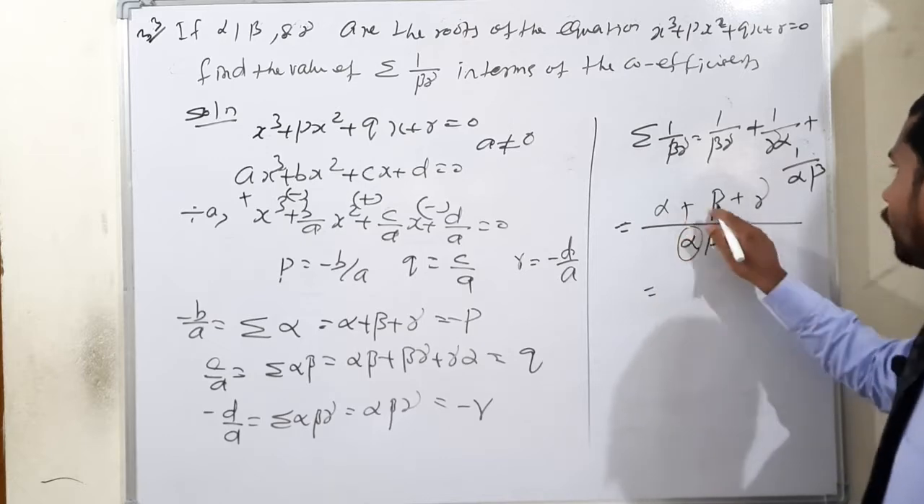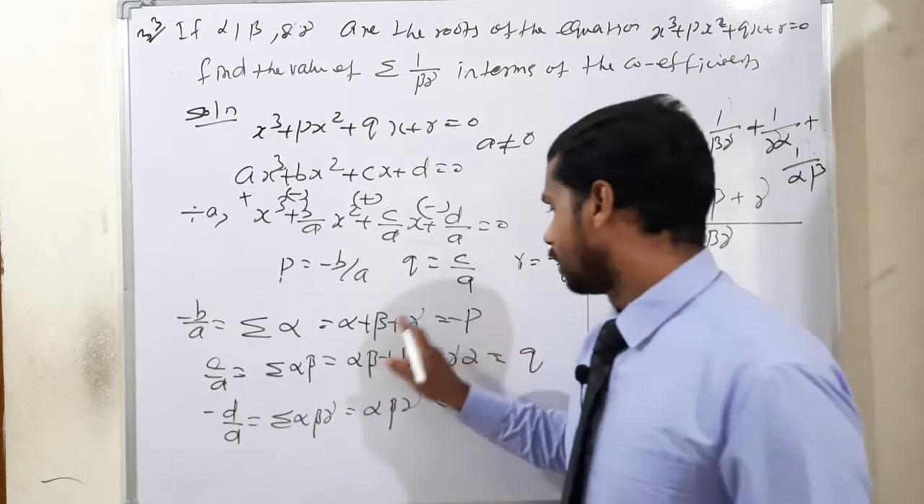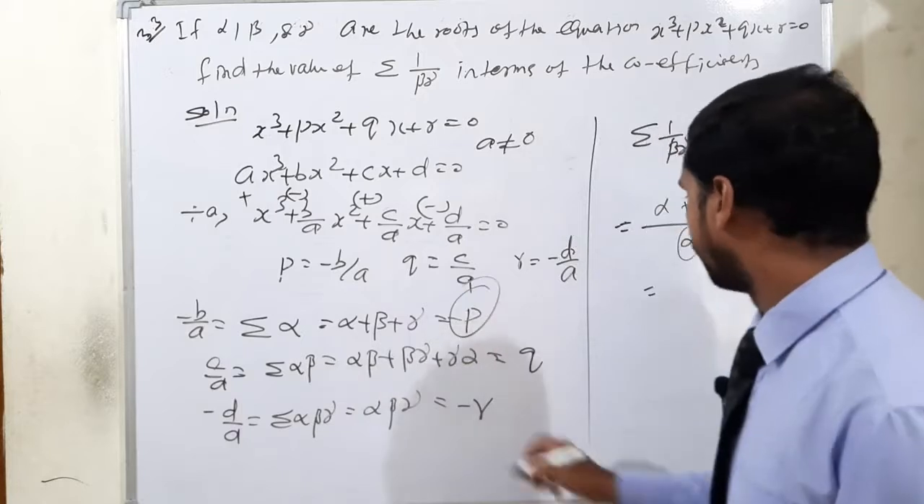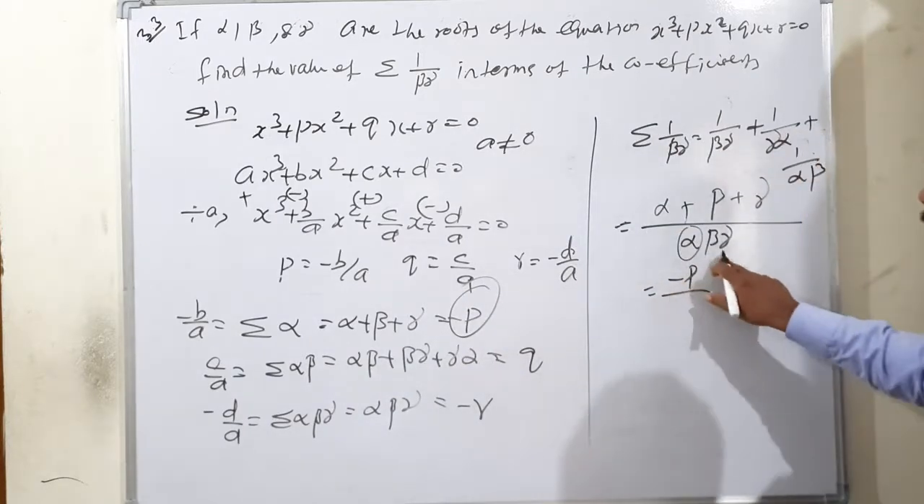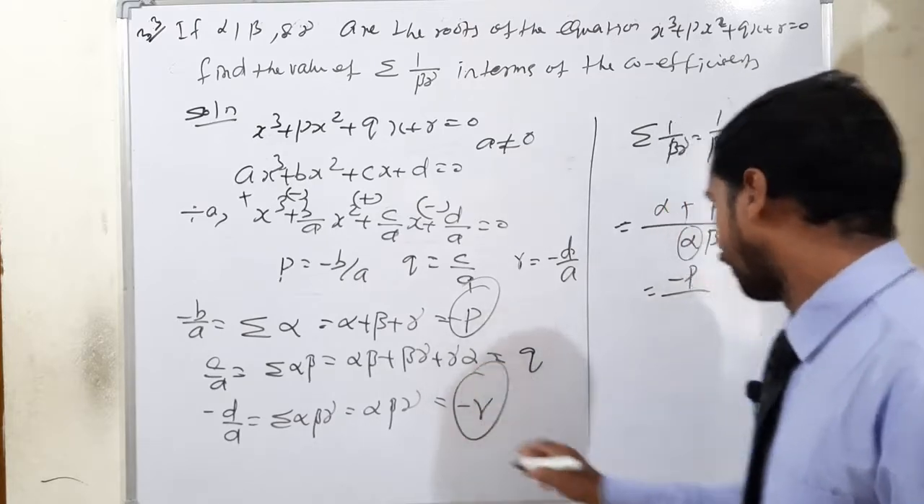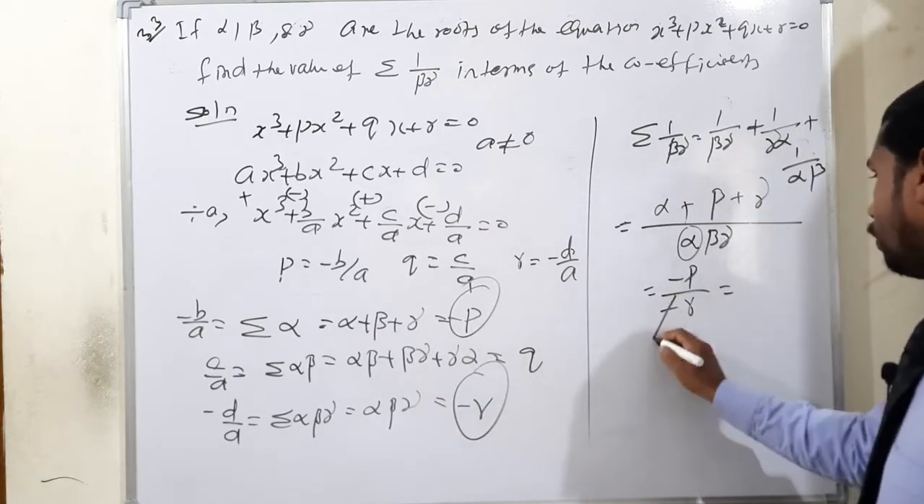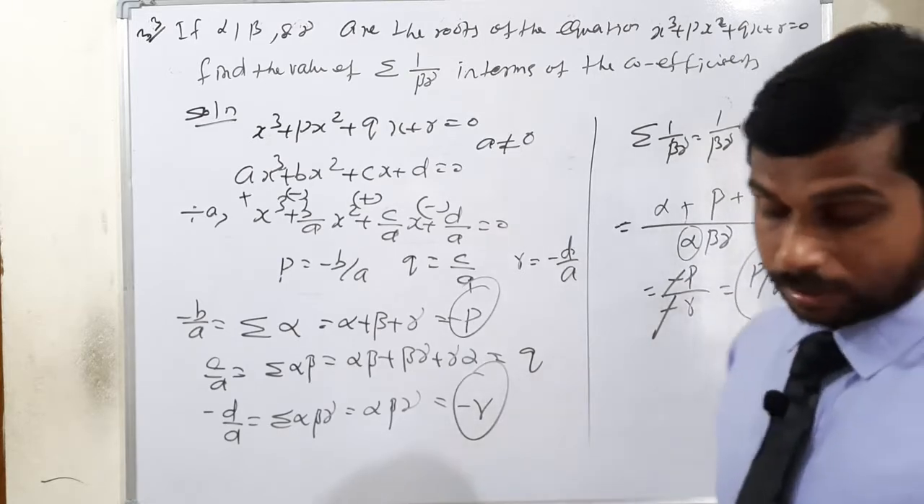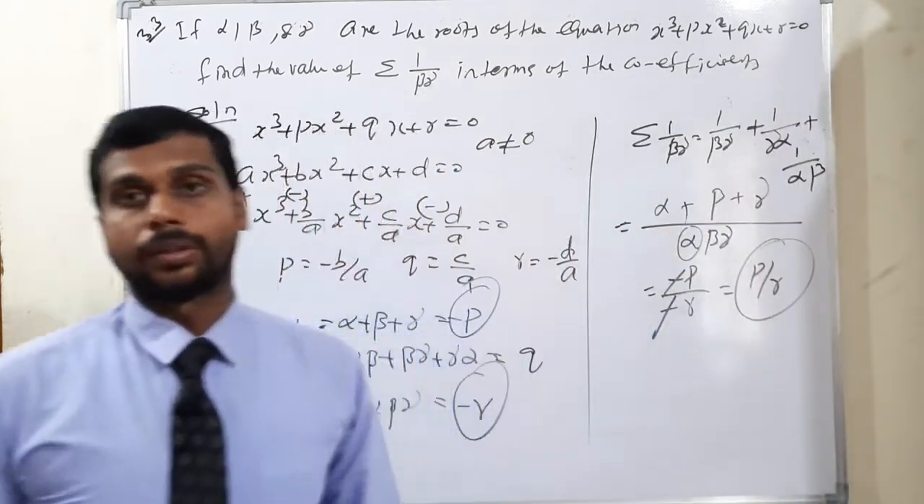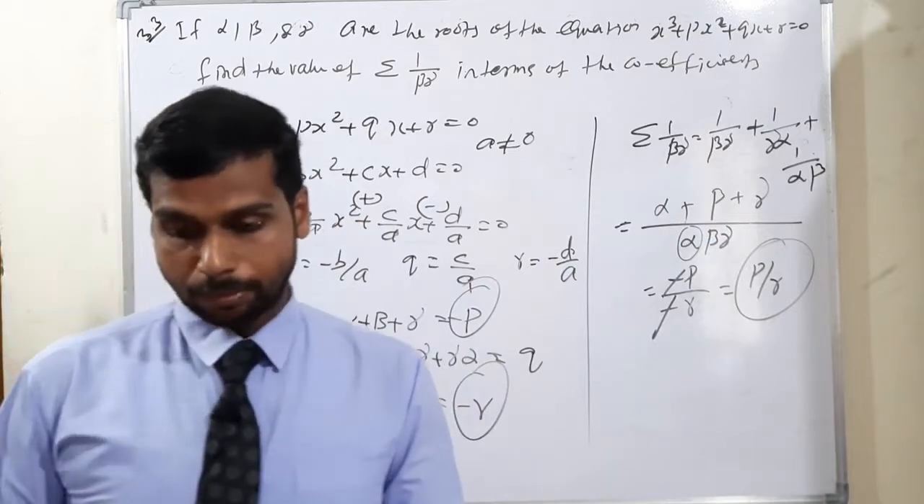Therefore alpha plus beta plus gamma, the sum of the roots taken one at a time, is minus p. Divided by alpha beta gamma, the product of the roots taken three at a time, which is minus r. So minus p by minus r, the minuses cancel, therefore the final answer is p by r. This is our final answer for example 3.3. Okay, I will continue with the next example.